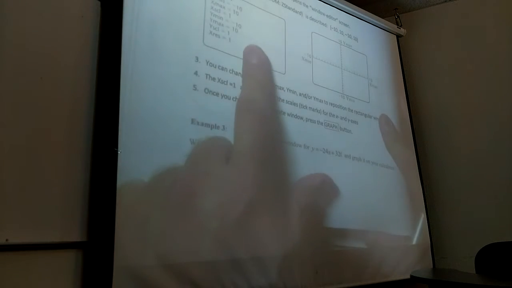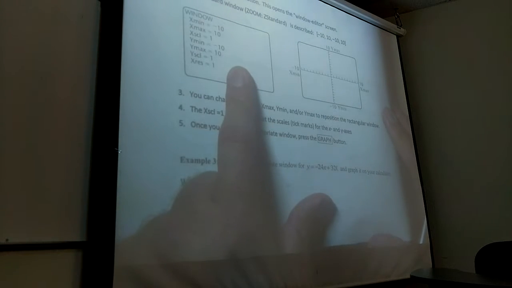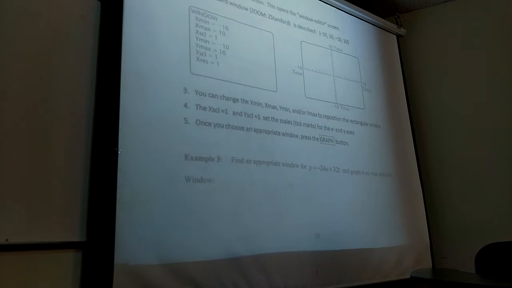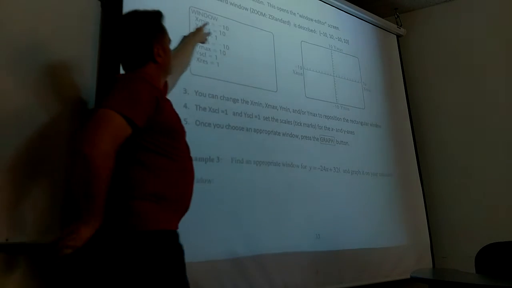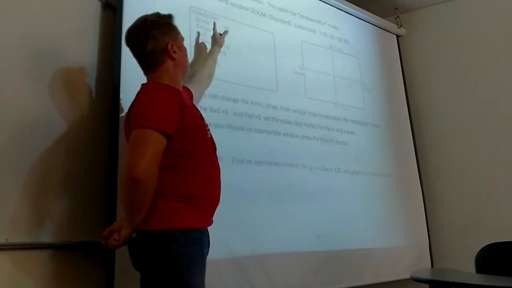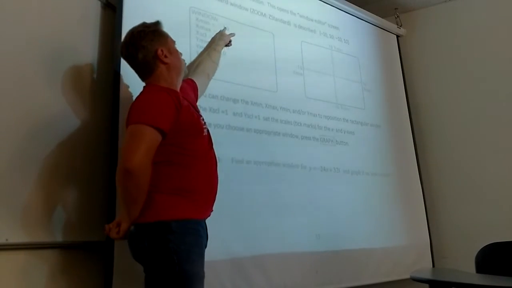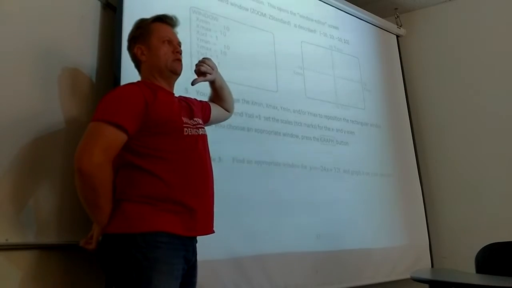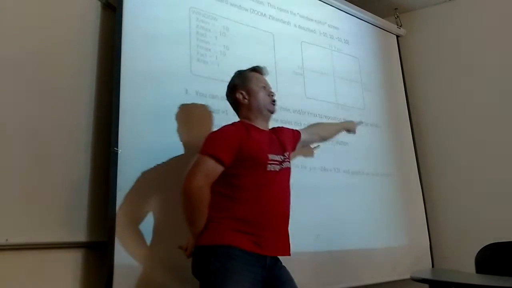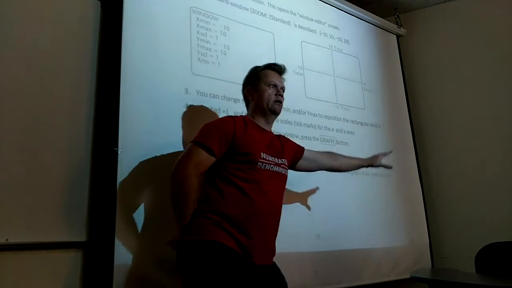Here they talk about the window menu. This is where you can control. Remember what Zoom Standard does? It takes you to -10 to 10, -10 to 10. So if you hit the window button, you'll see that -10 minimum x to 10 max x and so forth. You can control these directly. If you wanted to look further up on the x-axis, you can make this 20. Now it's going to go out to 20. You can see stuff over there.